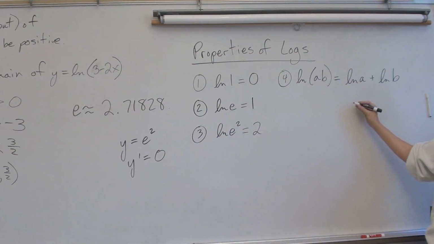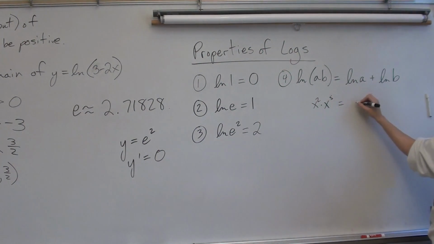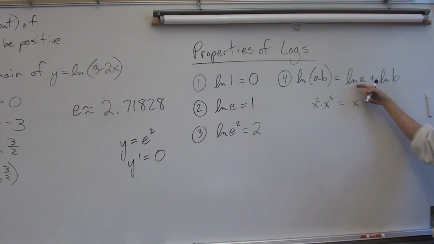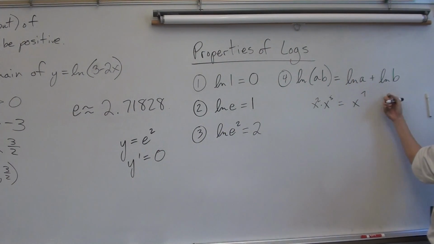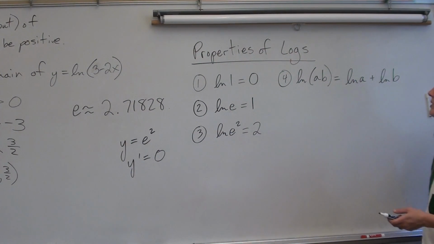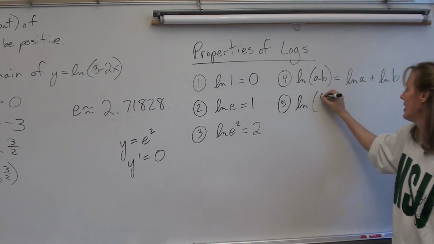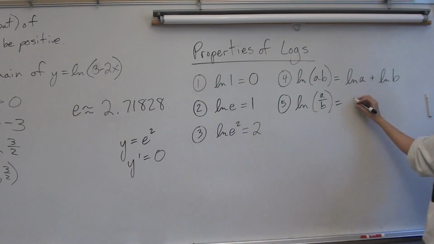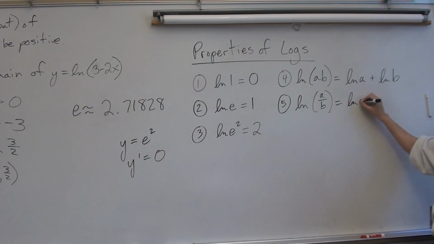So if I said, what's x squared times x to the fifth? What do you do with your exponents? You add them, right? I'm multiplying my arguments, I add my exponents. The properties are very similar. They're closely related. So remember, when we're multiplying the arguments, we add the logarithms. It's like adding your exponents. Similarly, when we are dividing the arguments, you subtract them. ln A minus ln B.